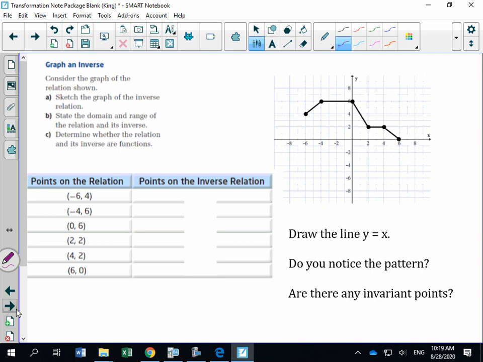Okay, so let's look at a nice example. It says, consider the graph of the relation shown. So this is a graph, and remember from Math 10C, all graphs are called relations. And then some graphs are functions and some graphs are not functions. And we'll get into what a function is today. I'll review that from Math 10C. This graph is a relation, so all graphs are relations. This graph would also be a function, okay?